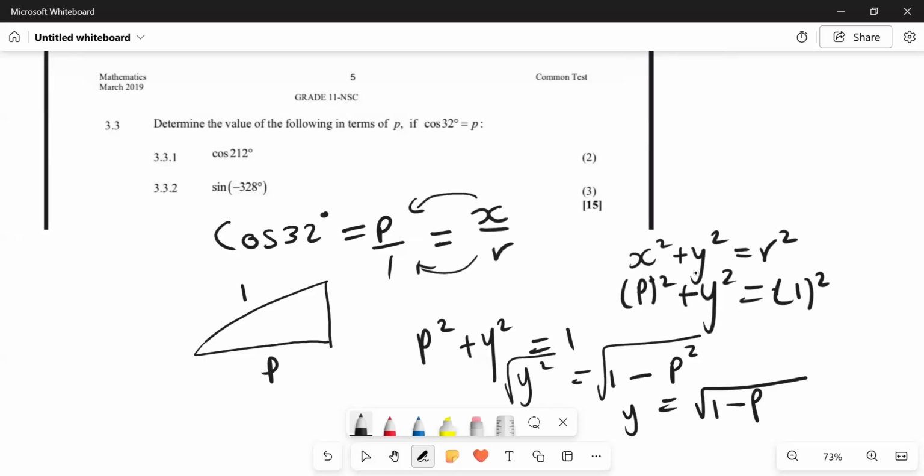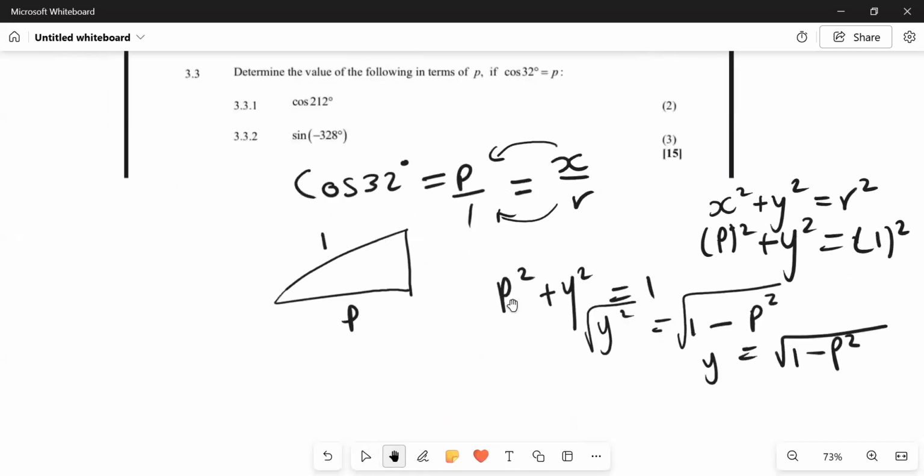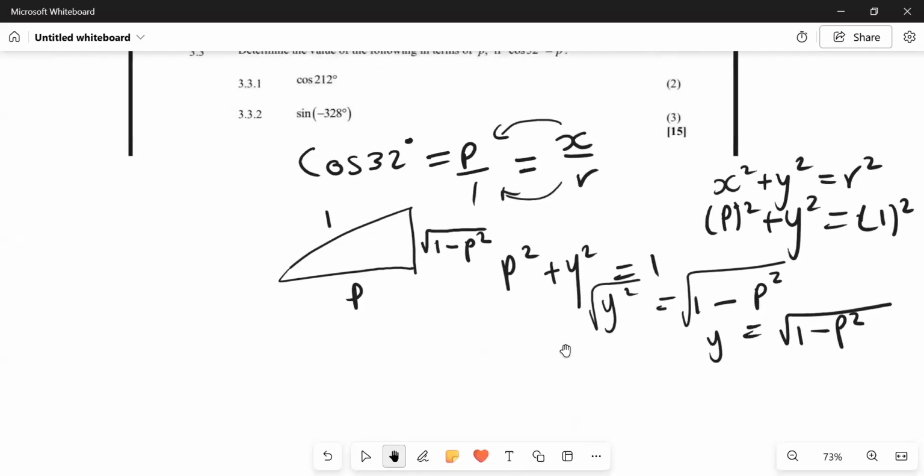Now that we found our y, we can answer all the questions. Let's start with the first question here. So which means here, this is the square root of 1 minus p squared. Now, 3.3.1, cos of 212. Okay, cool.